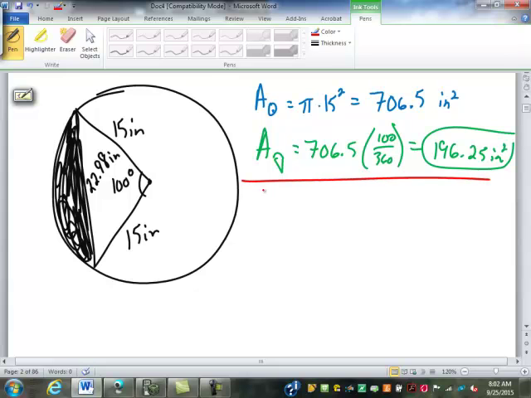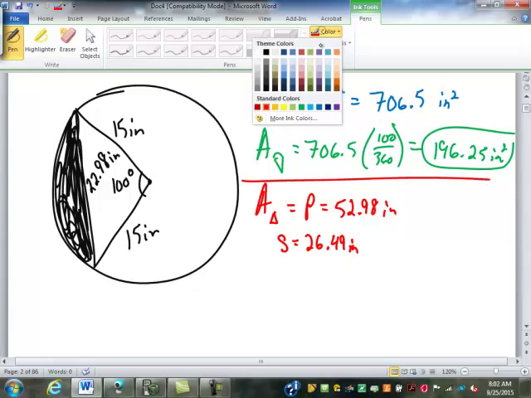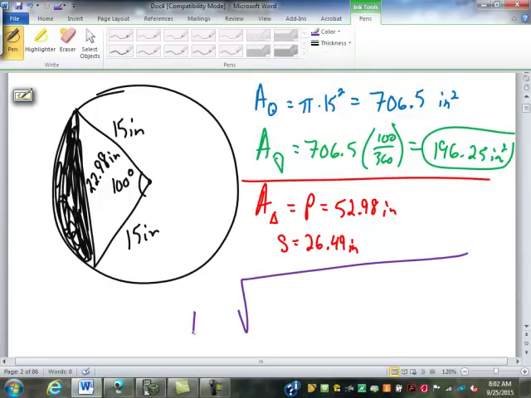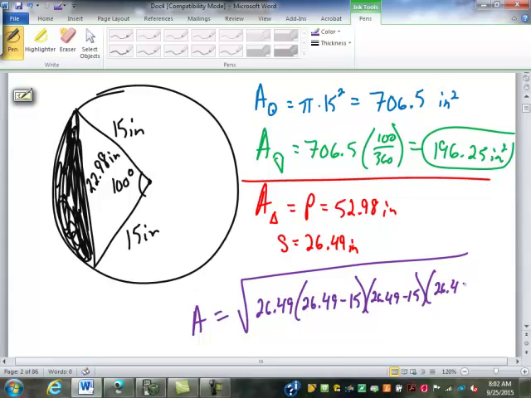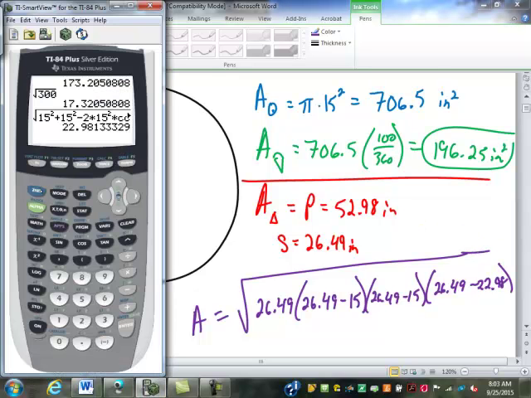For the triangle, perimeter is 52.98. Semi-perimeter is 26.49. So therefore the area will be 26.49 times 26.49 minus 15 times 26.49 minus 15 times 26.49 minus 22.98. What's that? 15.26.